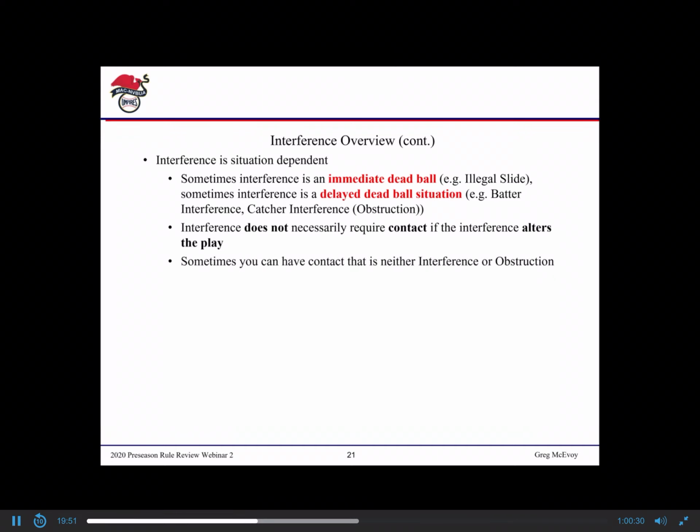There are times when you can have contact that is neither interference nor obstruction. An example of that is a collision at first base between the batter runner and the first baseman. We'll cover that in the next review.